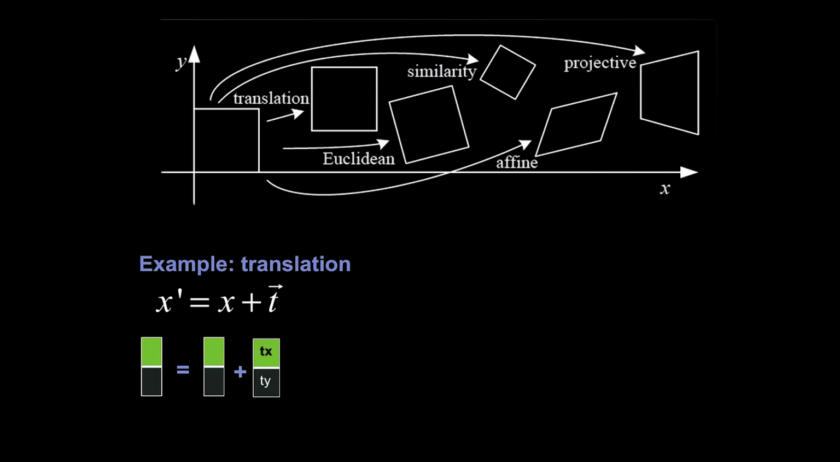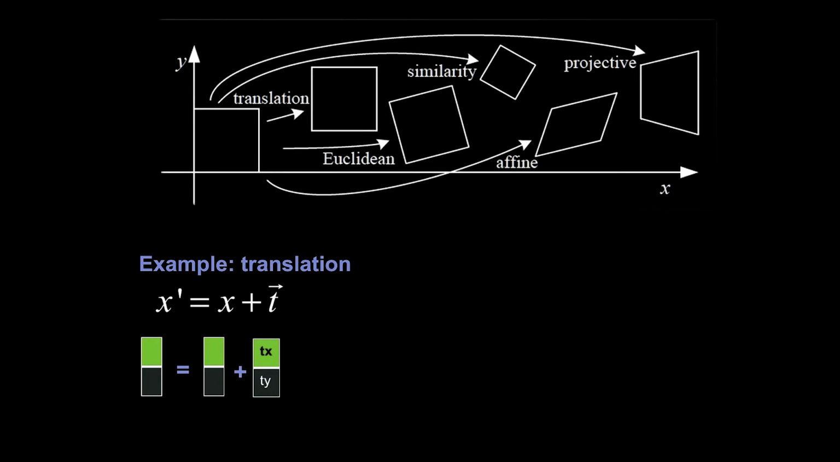So let's take the simplest example. The simplest example here is translation. So we have an x, and by the way, in this cool little figure, the original x and y is the green box. And we take our x and we just add some translation vector to it.